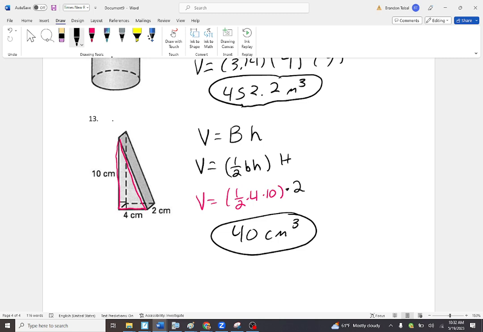Is that it? Okay. I think I covered all the shapes, but use the review packet. I don't know what I could have missed.